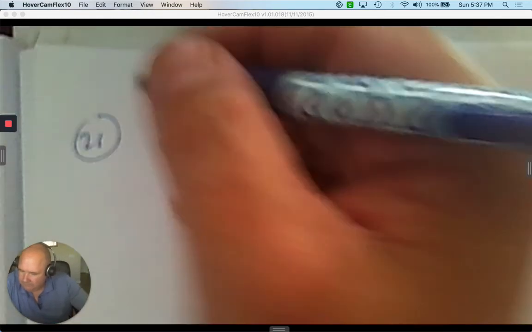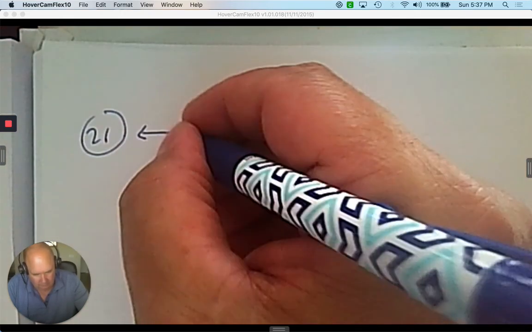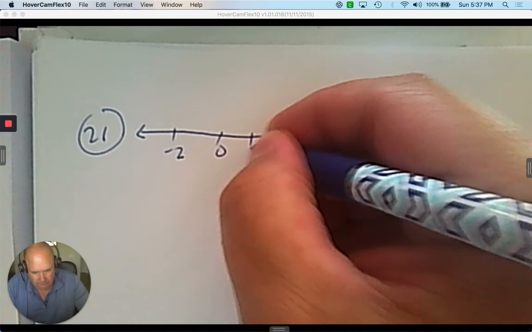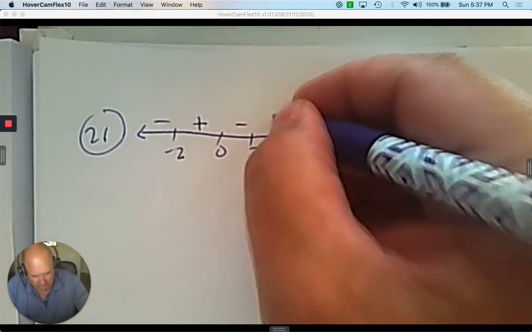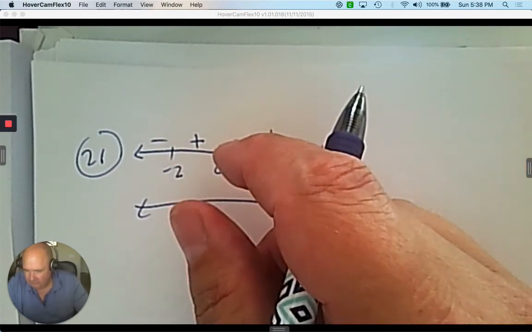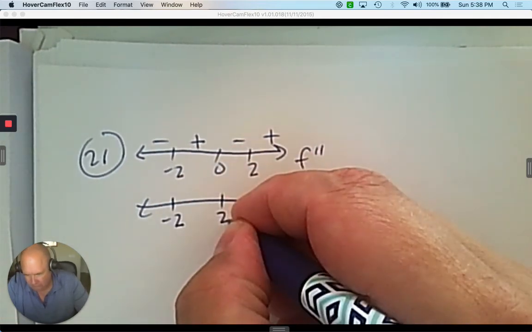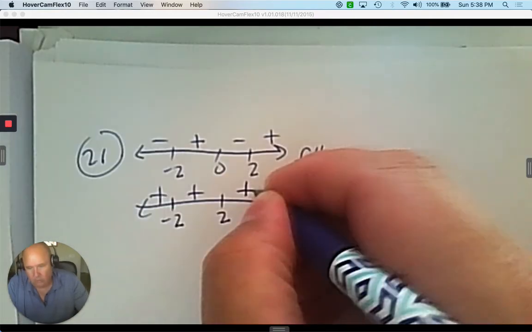All right, 21. It says use the graph of the first derivative to sketch a graph of f. So for 21, I need 17. For 17, this is what we had: -2, 0, 2, with negative, positive, negative, positive. That's the second derivative. If I look at the first derivative off of 17, I'm just looking at the x-intercepts at -2 and +2, and everything is above. So the whole thing is increasing.